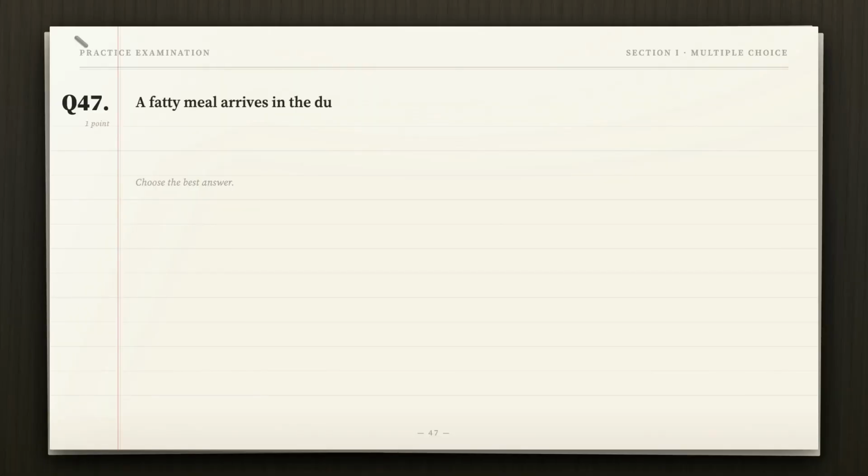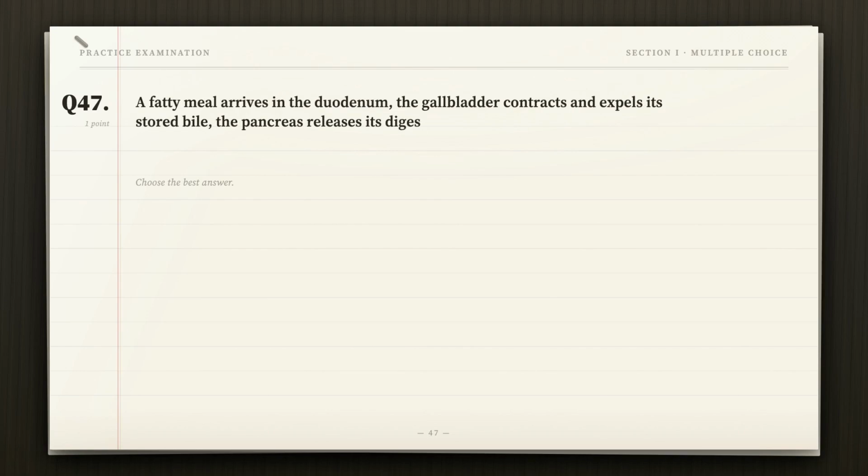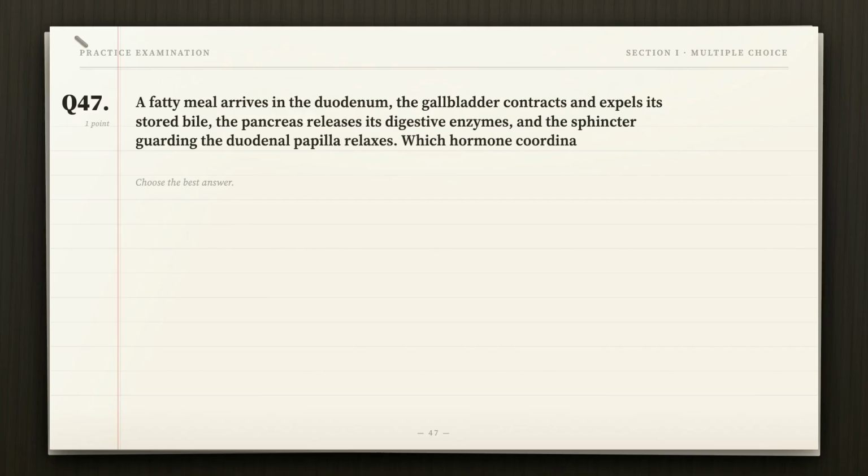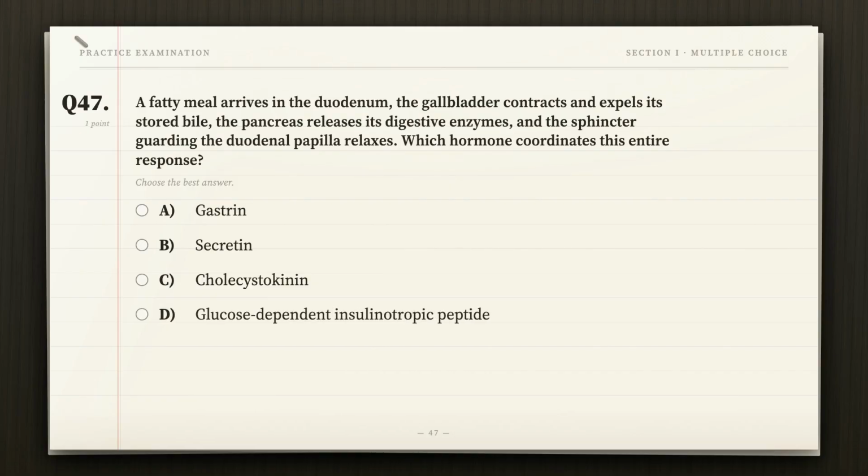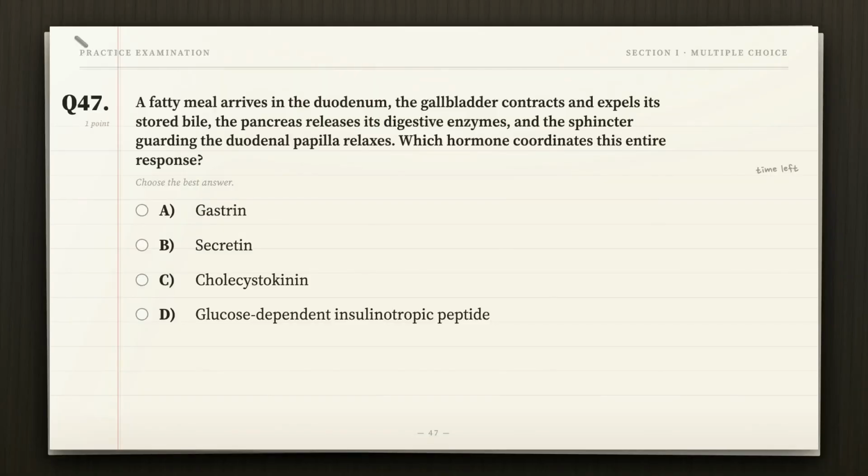Question 47. A fatty meal arrives in the duodenum. The gallbladder contracts and expels its stored bile. The pancreas releases its digestive enzymes, and the sphincter guarding the duodenal papilla relaxes. Which hormone coordinates this entire response? Your options are A. Gastrin, B. Secretin, C. Cholecystokinin, D. Glucose-dependent insulinotropic peptide. Don't overthink it. Which one feels right?